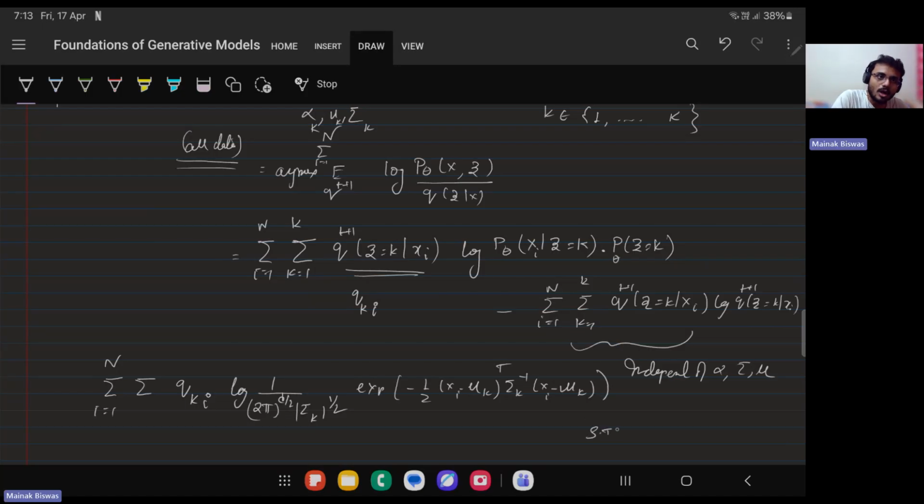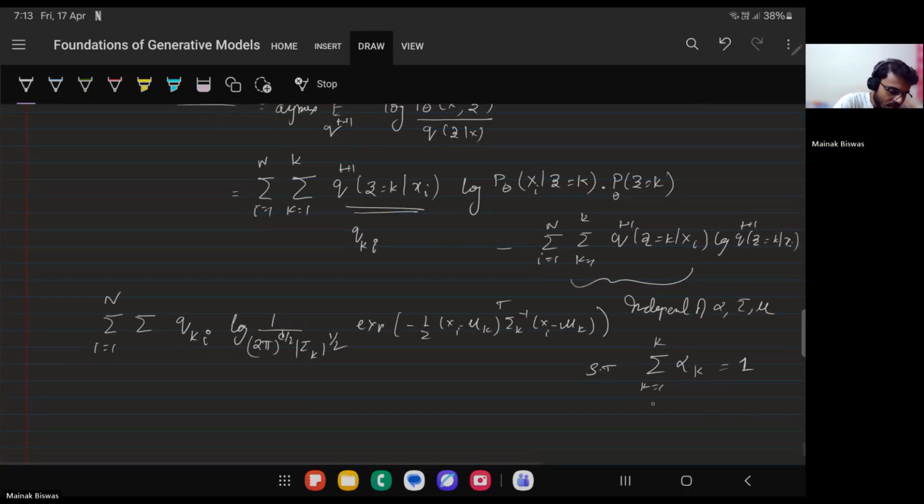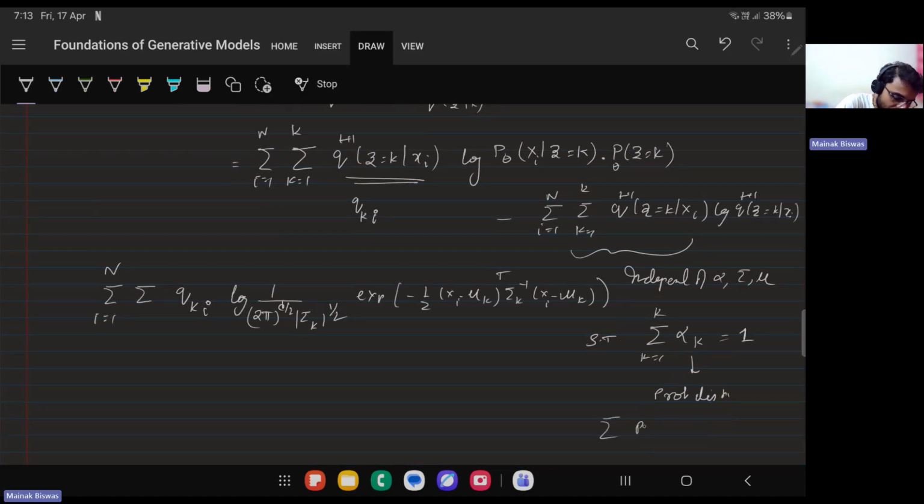Subject to what we have a constraint as well. The summation of alpha k, k from 1 to K, should be equal to 1, because this is a probability distribution. Right? This is just saying the probability of z equal to k, summed over k equal to 1 to K, is equal to 1. This is all we are saying. So we optimize for mu k, sigma k, alpha k.